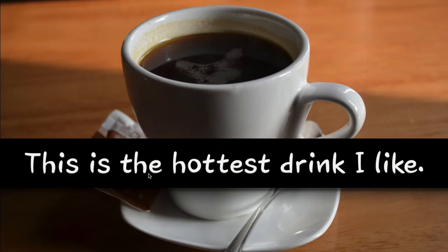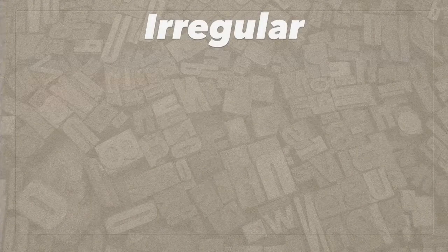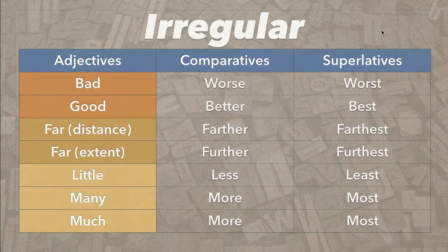This is the hottest drink I like. Again, we have a double T here. And sometimes there are irregular adjectives that are used differently with comparatives and superlatives. Bad becomes worse or worst. Good becomes better or best.